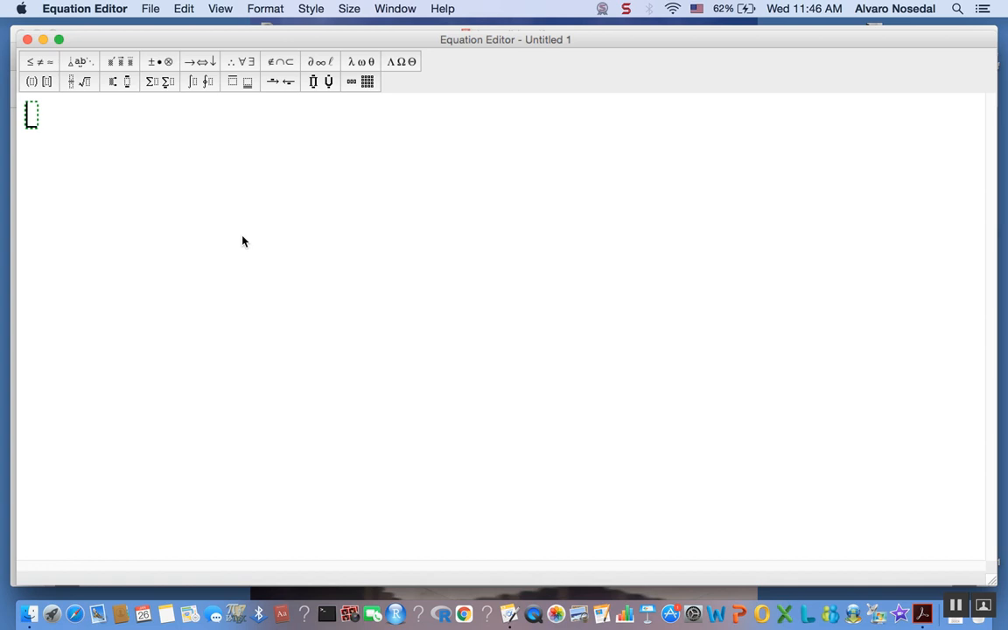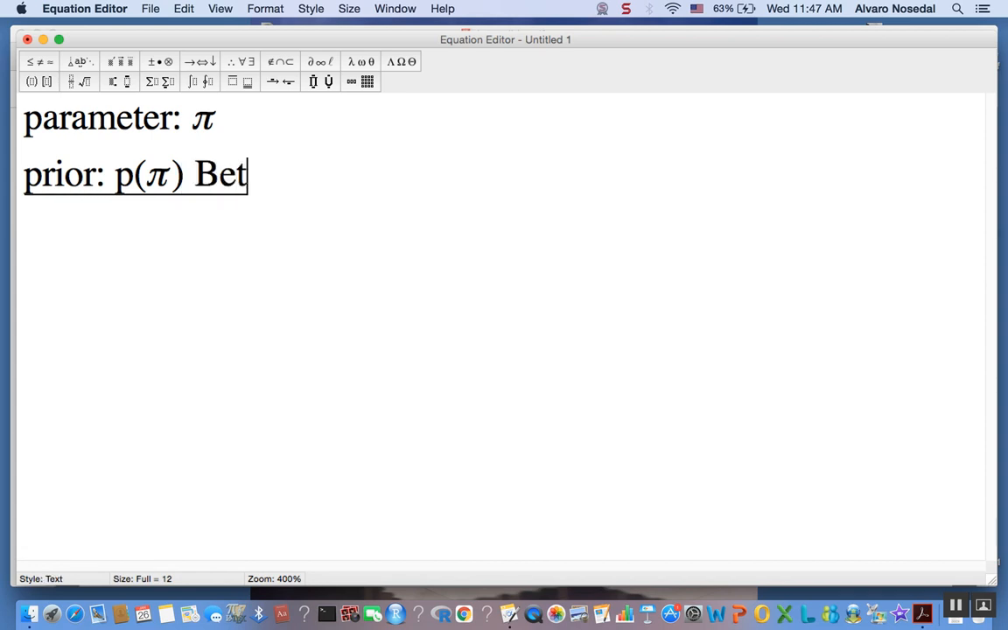So, again, just like last time, let's summarize what we know about this problem. The parameter of interest is pi. Our prior distribution is going to be given. We're going to be concentrating on the case where the prior distribution is a beta prior with parameters alpha and beta.